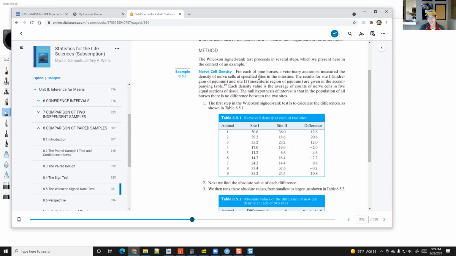So I guess inside the intestine, you have nerves there, and they have results for site 1, the mid region of the jejunum, I don't know, and site 2, a different region. So you have one region and another region, and they're comparing the nerve cell density at these sites, right? They've already given us the differences here.